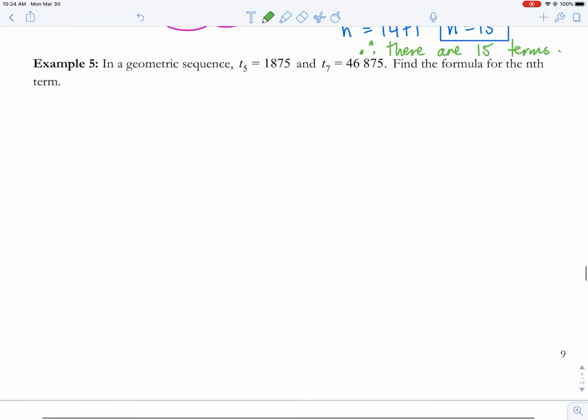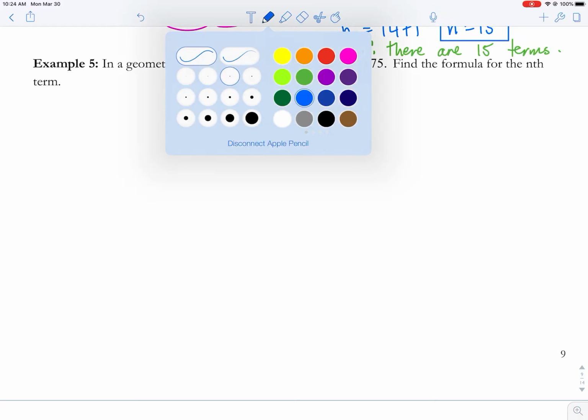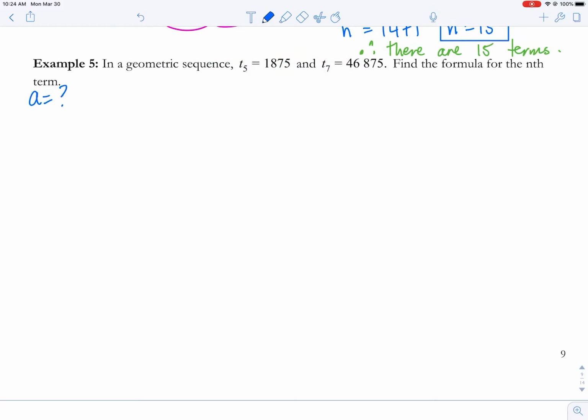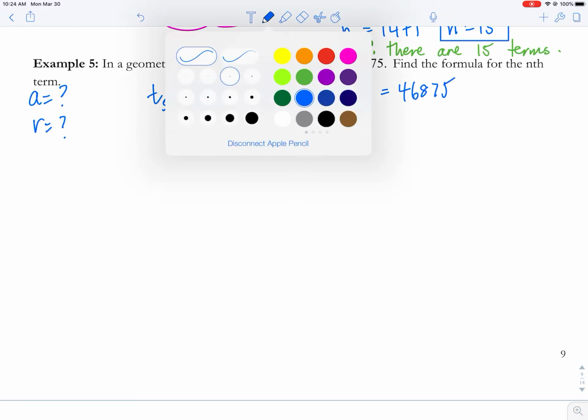Example 5. In a geometric sequence, they give us the 5th and the 7th terms. And then they want us to find the formula for the nth term. So we're still going to be looking for A. We're trying to find out what A equals, and we're trying to figure out what R equals. They've given us T5 equals 1875. T6, we don't know. T7 equals 46,875.